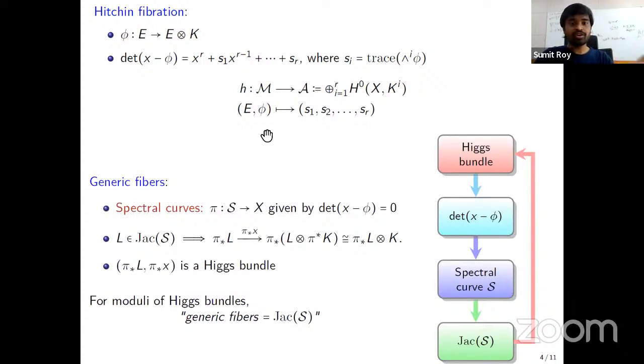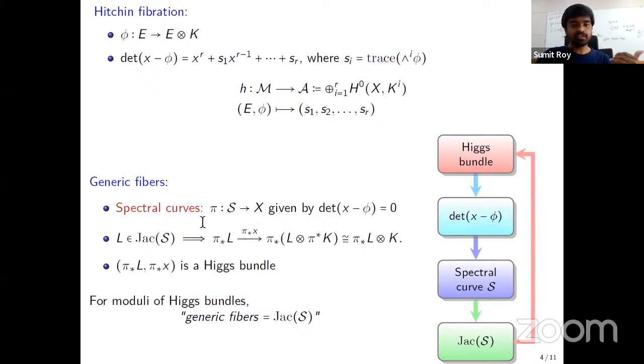So what are the fibers of this map? Okay, so you can consider the spectrum. Since we have the characteristic polynomial, the zero locus of the characteristic polynomial is called the spectral curve, which is denoted by S. And it comes with a projection map pi from S to X.